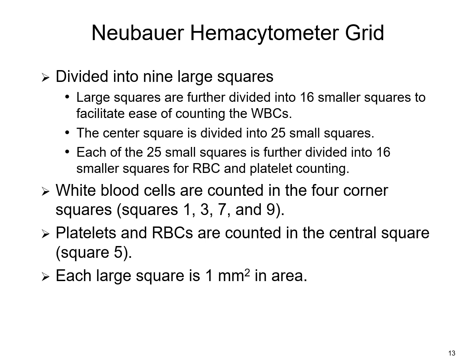White blood cells are counted in the 4 outside corners, so that's 1, 3, 7, and 9, your outside corners. Platelets, as well as red blood cells, are counted in that large central square, and that one's further divided down into smaller squares. Each square is a 1 millimeter square.